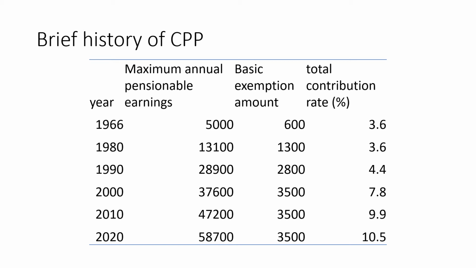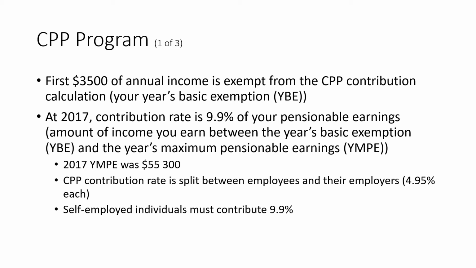And if we look at the basic exemption amount from 2000 to 2020, the basic exemption amount does not change over time. CPP program. First $3,500 of annual income is exempt from the CPP contribution calculation. At 2017, contribution rate is 9.9% of your pensionable earnings. It is the amount of income you earn between the year's basic exemption to the year's maximum pensionable earnings. In 2017, the year's maximum pensionable earnings is $55,000.